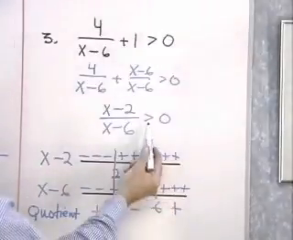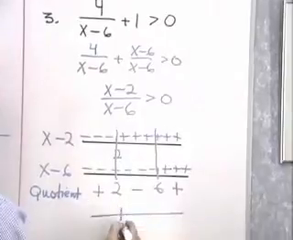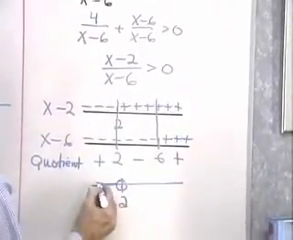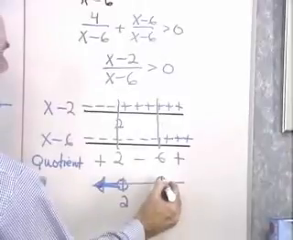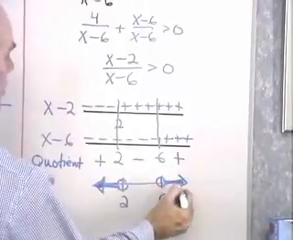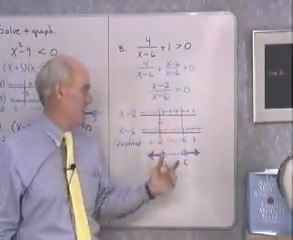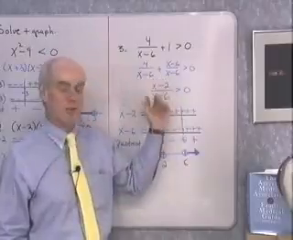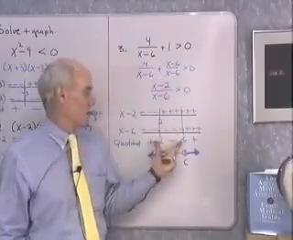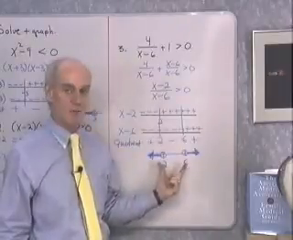I want my quotient to be greater than 0, or positive, so my solution is going to be all the numbers down below 2 together with all the numbers up above 6, because those are the regions in which that quotient is positive. So when we solve these quadratic or rational inequalities like this, using this sign chart is one way to reason it out and gives us the graph of the solution kind of quickly.